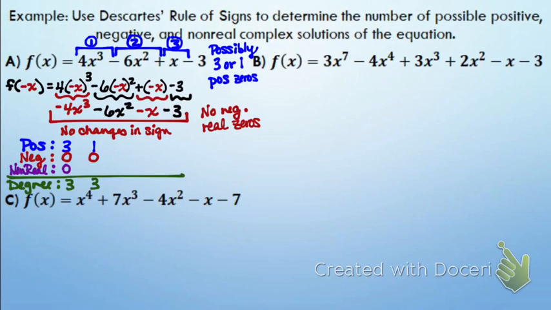If there is only 1 positive real root, how many non-reals would we be required to have? 2. So how many different possible arrangements could we have with this polynomial? Two different possible arrangements.